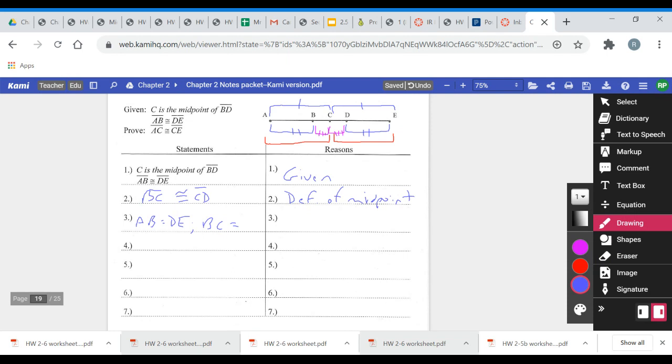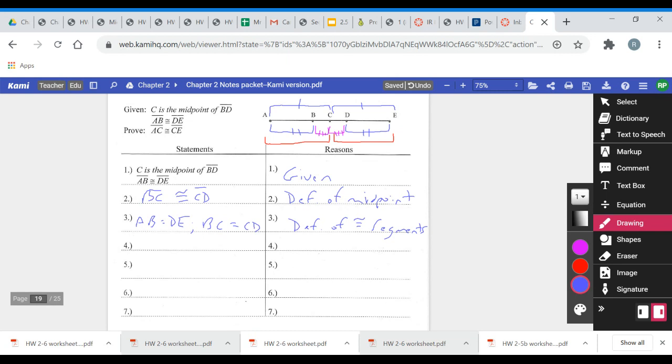So that's kind of a key thing. So BC is equal to CD. So the measures are equal, and that is definition of congruent segments. And again, that is just if you're switching from the congruent sign to the equal sign or the equal sign back to the congruent sign.